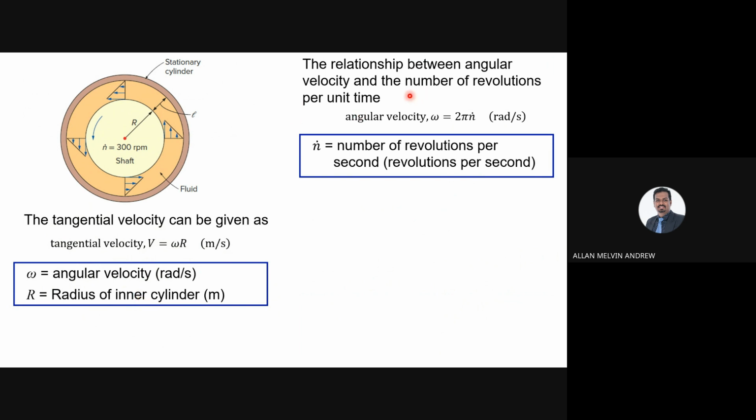Okay, the relationship for the angular velocity: because this inner cylinder is moving, it will create an angular velocity. The angular velocity omega equals 2 pi n dot, where n dot is the number of revolutions per second. Like here, you can see they give it in revolutions per minute, RPM. So you need to change to RPS, revolutions per second. Then you can substitute to find the angular velocity.